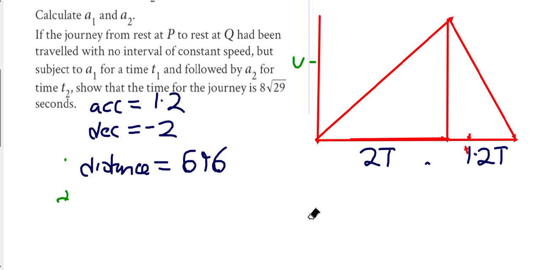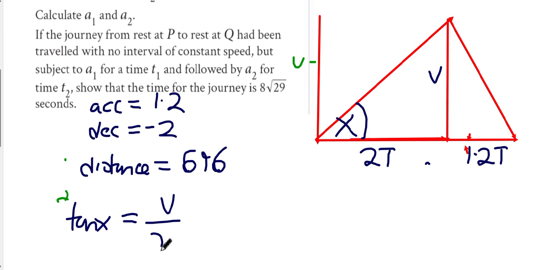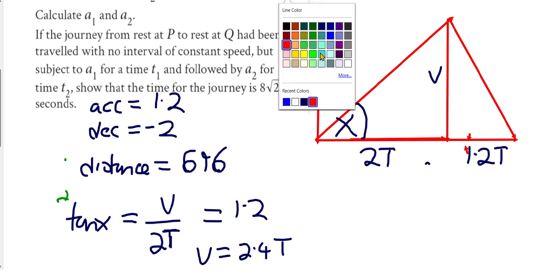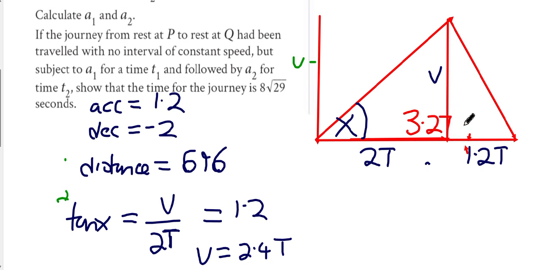Now, what we're going to do next is, we know this is v, don't we? And what can we say about tan of the angle? Tan x is v over 2t, which is 1.2, implies that v is 2.4t. You all okay with that? Next thing I'm going to do is get the area of the full triangle. Now, what's the base of this full triangle? 3.2t. From base to base, we're talking 3.2t.